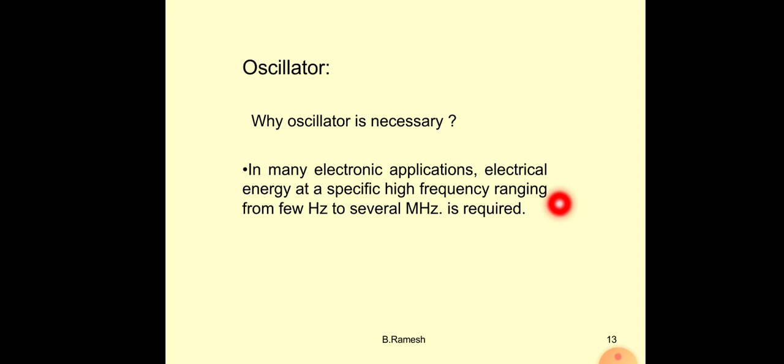In many electronic applications, electrical energy at a specific high frequency, ranging from a few hertz to several megahertz, is required. So we use the oscillator circuit at the communication level. This is obtained with the help of an electronic device called an oscillator. These are used in radio, TV, radar and other communication and digital electronic applications.